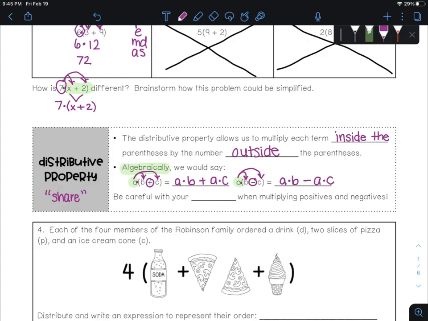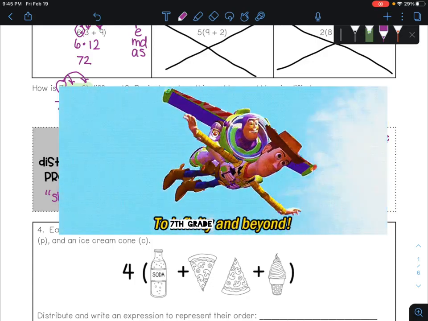And just a quick note here, for 7th grade and beyond, you're going to start to see negative numbers involved in the distributive property. When that happens, just make sure that you're paying attention to the signs when there are negatives and positives involved. We're not going to really touch on that much this year, but you might see it, and you definitely will see it in 7th grade and beyond.